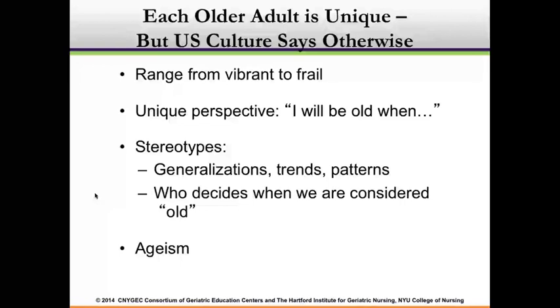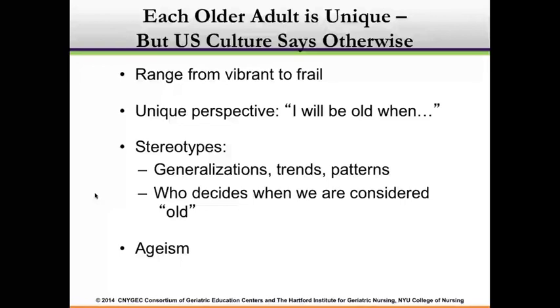Other ways that really give us not such good interpretations of older adults are the stereotypes that we have. We have a lot of generalizations and trends and patterns, but we tend to group these. And so we end up with not such good arrangements.